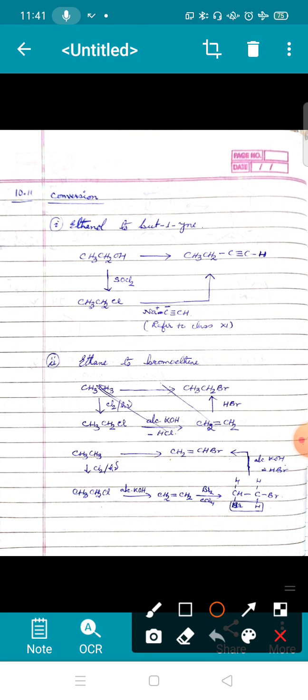So what happens? The halogen gets replaced. From here NaCl will be lost, and what you will get is the required product. So that's how we carry out this particular conversion. So this is done. Let's move to the next conversion.